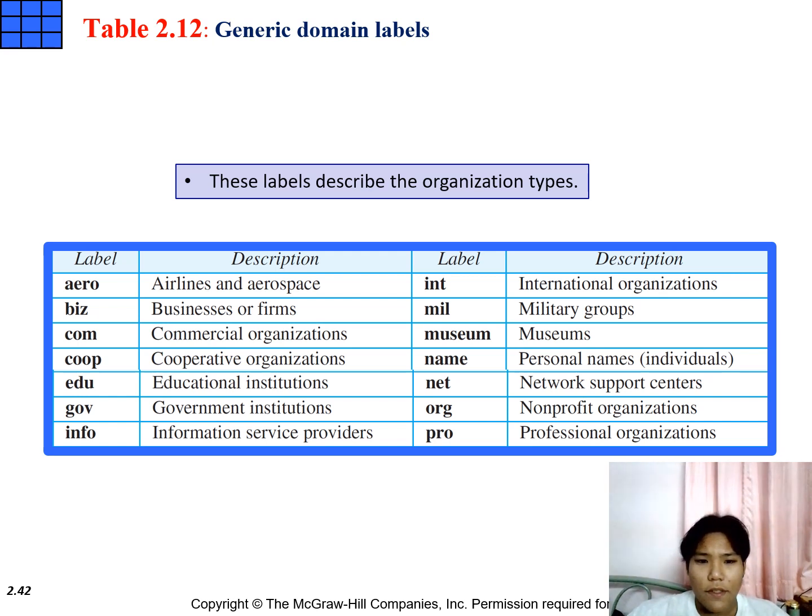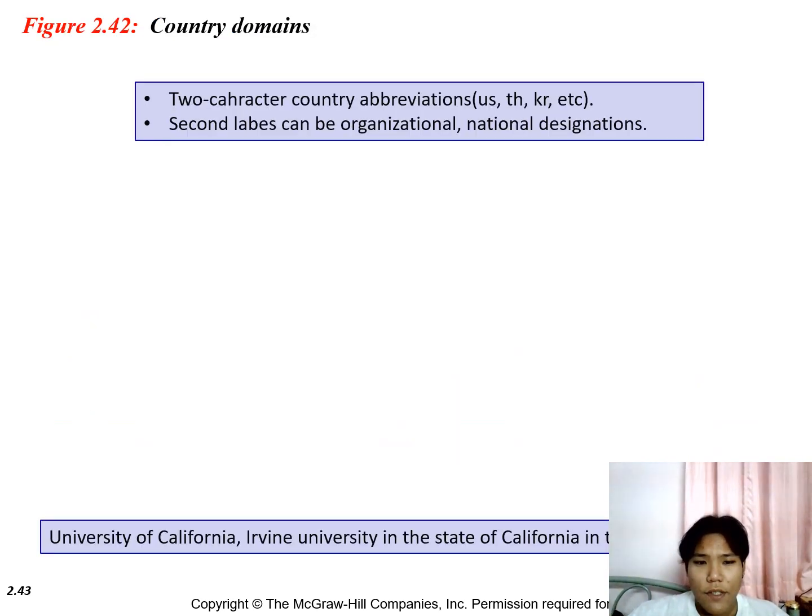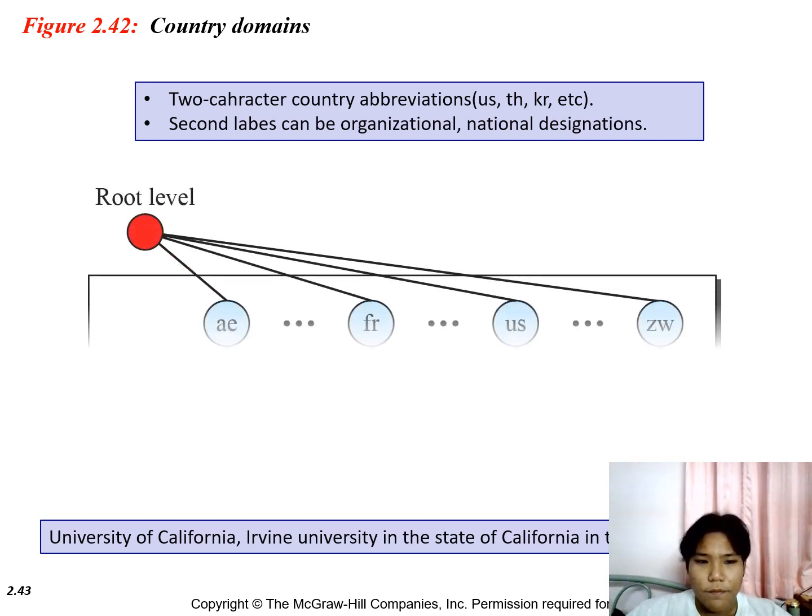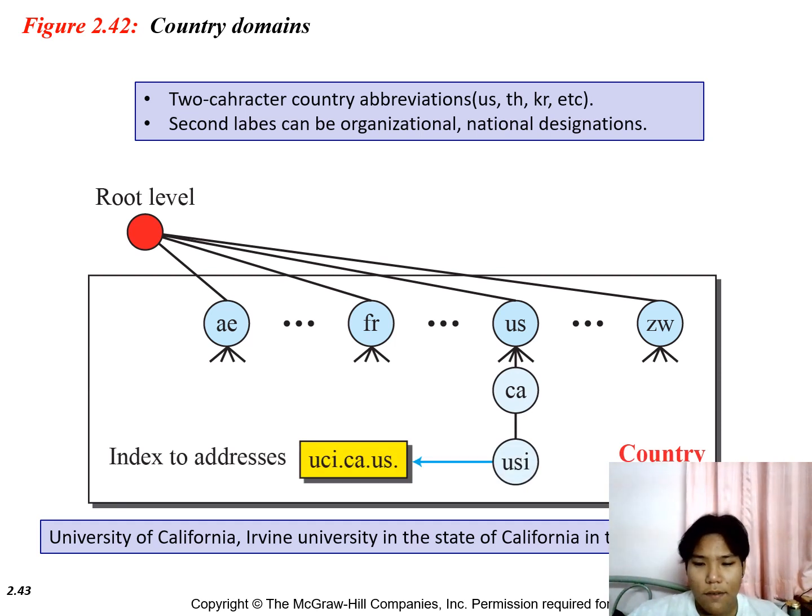Generic domain labels. These labels describe the organization types. So we have com, commercial organization; edu, educational institutions; gov, government institution; and org, non-profit organization. Country domains use two-character country abbreviations, US, UK, KR, or anything. Second labels can be organizational or national designation, like this, for country domains.